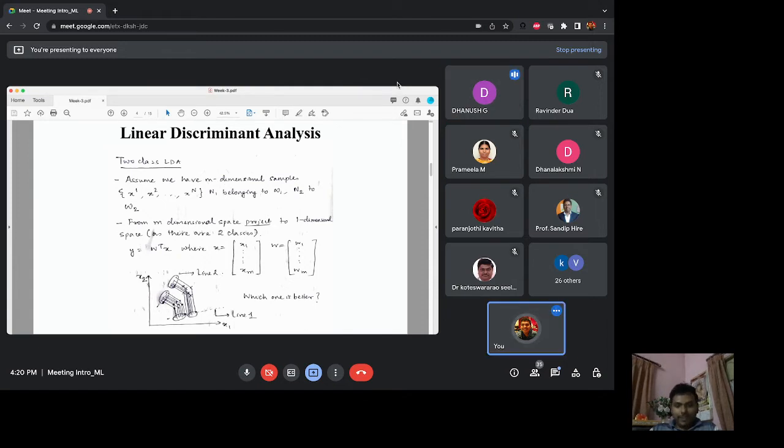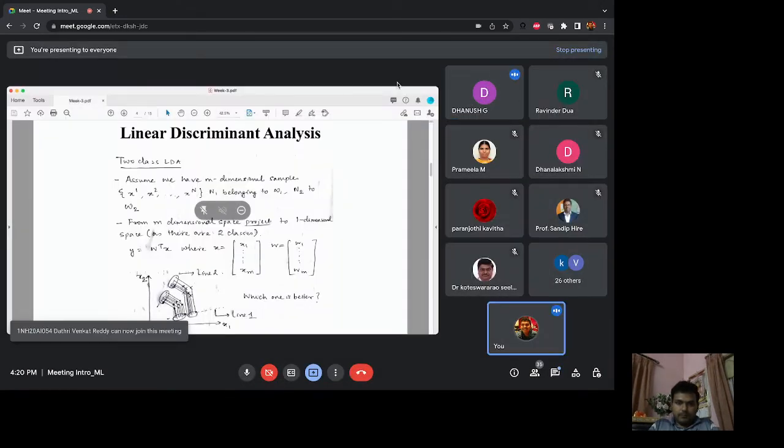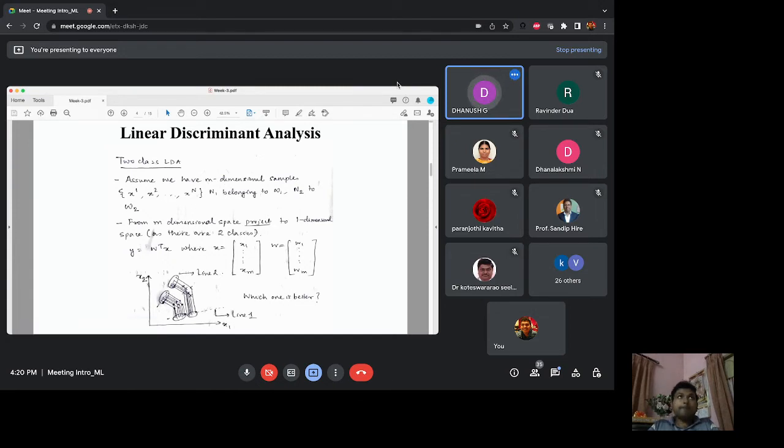Okay, yeah, continue. Sir, actually, we can draw a perpendicular line from the point to line 2. It is the shortest distance between the line and the point. So, comparing line 1 and line 2, the point is much farther from line 2, sir. So we prefer line 2. Yeah, you are more or less correct.